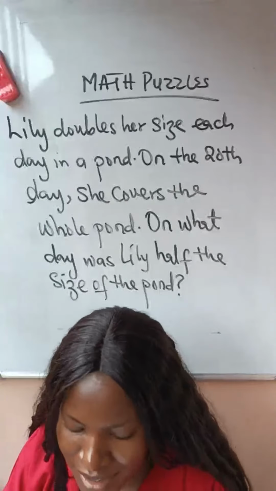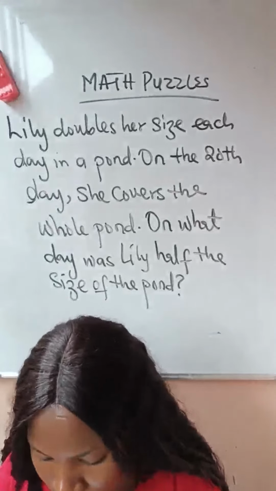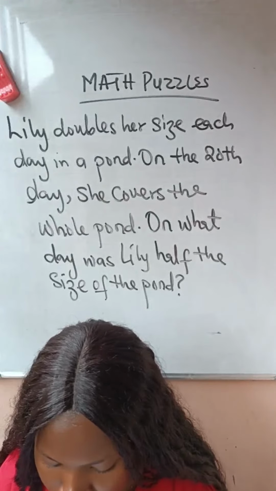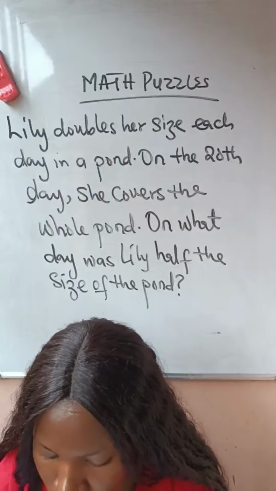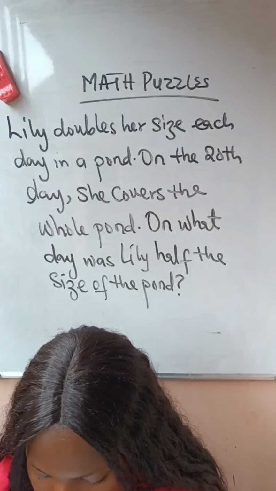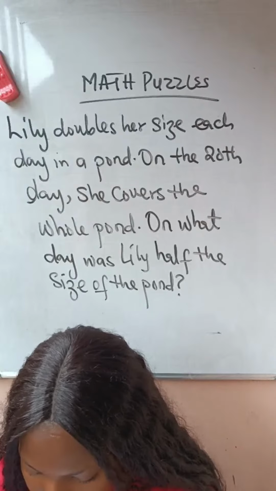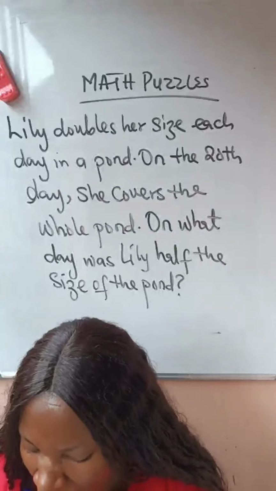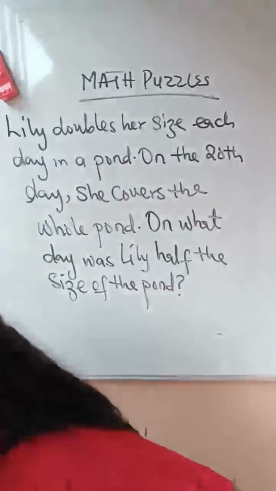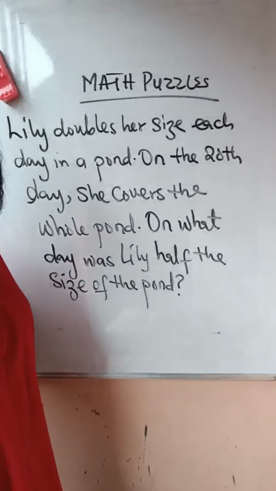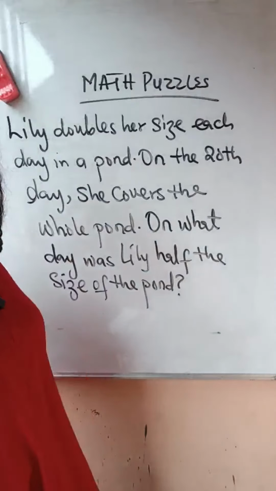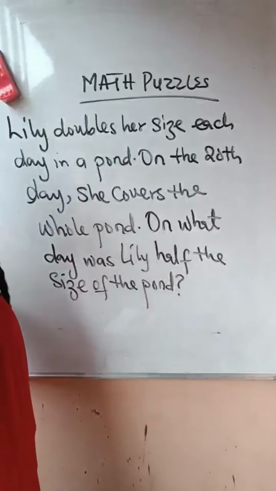What do you think is the answer? Lily doubles her size each day in a pond. On the 20th day, she covers the whole pond. On what day was Lily half the size of the pond? That is the question. Now, it's actually easy. Now we can solve it together or we can brainstorm together.